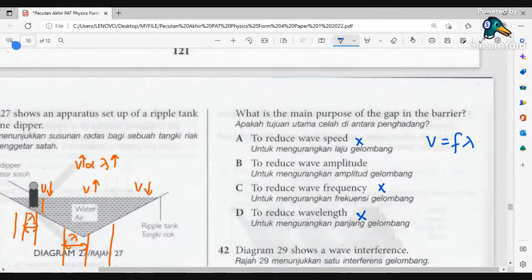Okay, so to reduce amplitude means to reduce the wavy area, region. Okay, we want to reduce the amplitude of the wave spread out. Energy distributed to longer or larger area. So amplitude of the wave is smaller, so it becomes less wavy. Ataupun calm water. Okay.